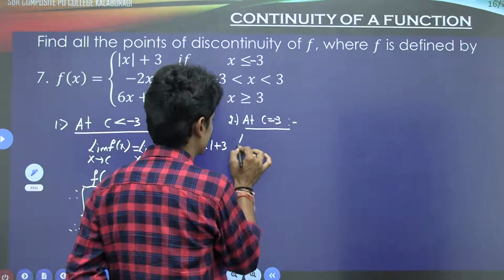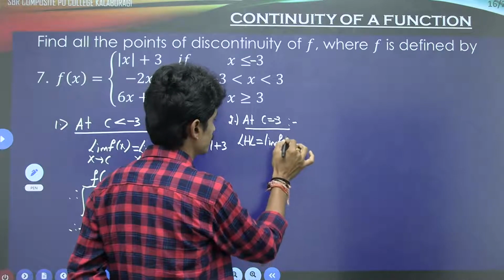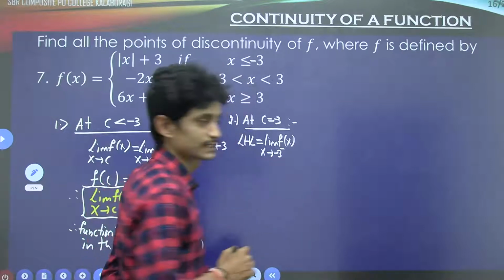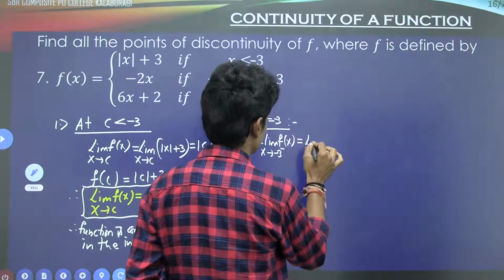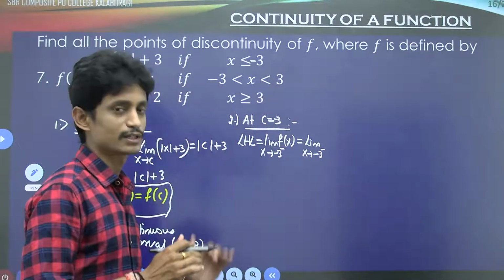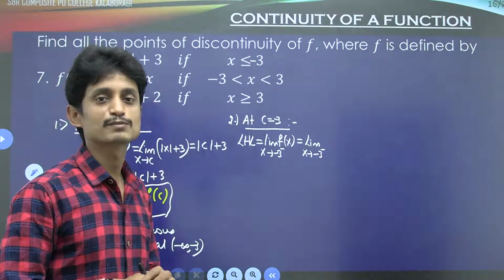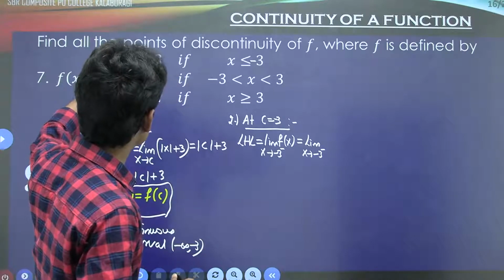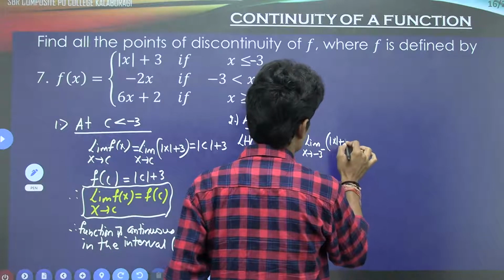In this case, what can we do? Step number 1, find the left limit. Left limit representation is the limit of f of x as x tending to minus 3 minus. Afterwards, we may write the limit as x tending to minus 3 minus. Minus 3 minus means left deleted neighborhood of minus 3, that is minus 3.0001. In this case, which relation have they given? This mod x plus 3, that we can write: modulus x plus 3.